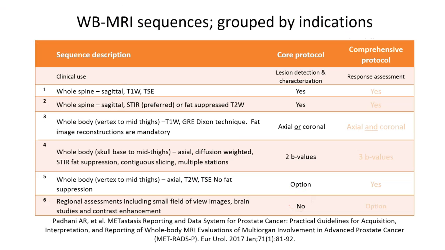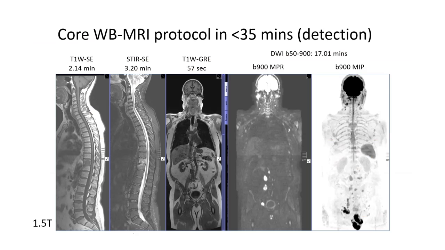So how do we do whole body MRI scans? Well, whole body MRI scans can be done by using two protocols, the core protocol and the comprehensive protocol. Core protocol is used for lesion detection and characterization. It includes a sagittal T1, a sagittal STIR, an axial or a coronal T1 Dixon technique, diffusion sequences with just 2 b-values, and that should take you about half an hour.